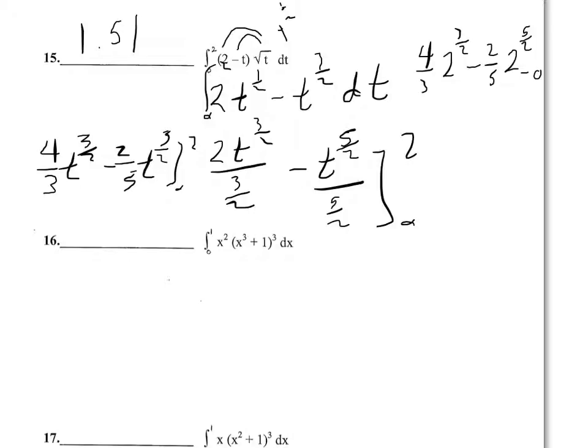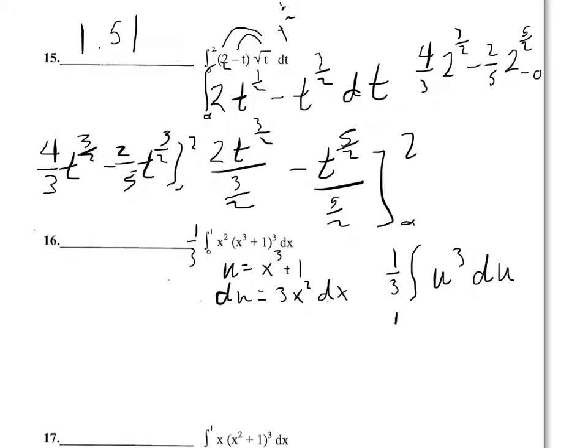All right, number 16. Number 16, we'll take a u substitution. So let's let u equal x to the 3rd plus 1. Therefore, du should equal 3x squared dx. Okay, so I've got the x squared. I just need a 3, so let's put a 1/3 out in the front. So then it's 1/3 the integral of u to the 3rd du. So 1/3 integral of u to the 3rd is u to the 4th over 4. And we'll go from 0 to 1.